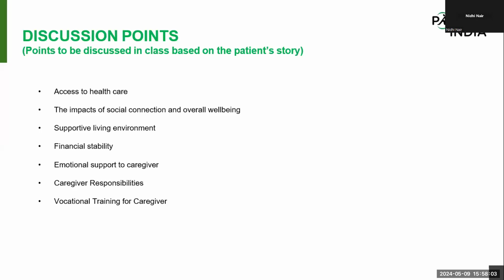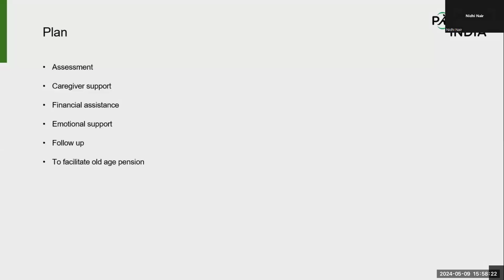And the discussion points, I think, are access to healthcare, the impacts of social connection and overall well-being, supportive living environment, financial stability, emotional support to caregivers, caregiver responsibility, and vocational training for the caregiver for maintaining their family income and to manage the family expenses. And the plans are the assessment, caregiver support, financial assistance, emotional support, follow-up to facilitate old age pension.